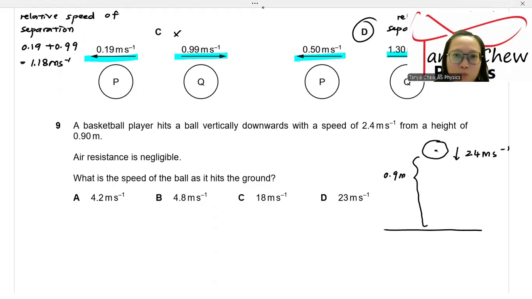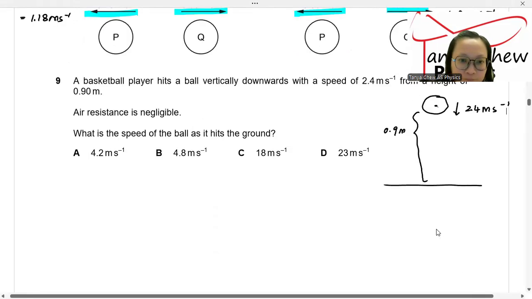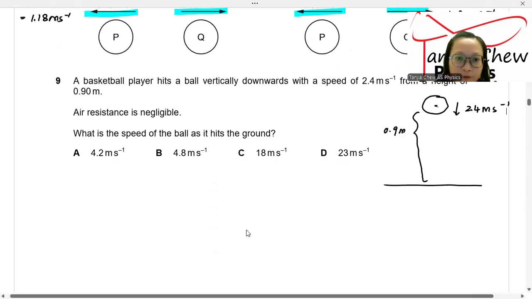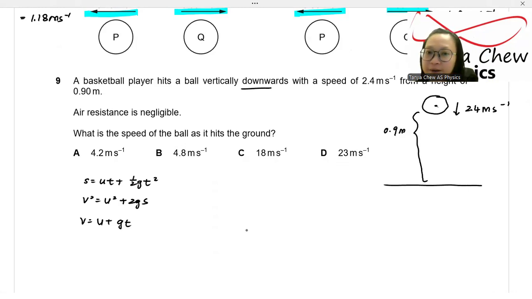For this case, I'm going to use one of the kinematics equations. There are 3 kinematics equations. The first one is S equal to UT plus half GT square. The second is V square equal to U square plus 2GS. The third is V equal to U plus GT. When you see vertically downwards, the A you convert to G. I am going to use the second expression because I cannot use the first and the third expressions as the time is not given. So I'm going to use V square equal to U square plus 2GS.